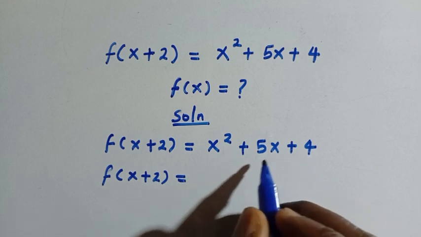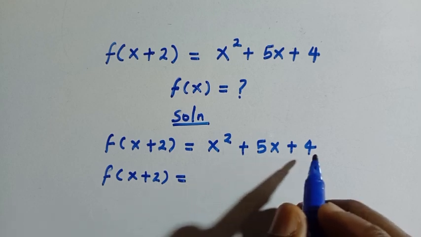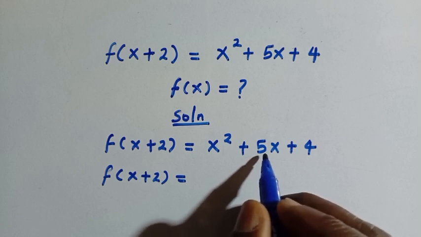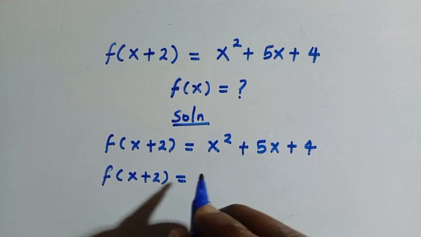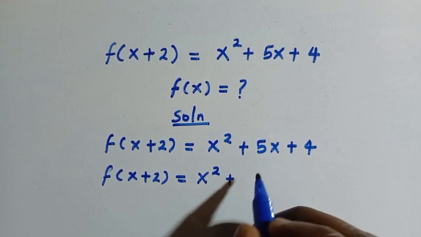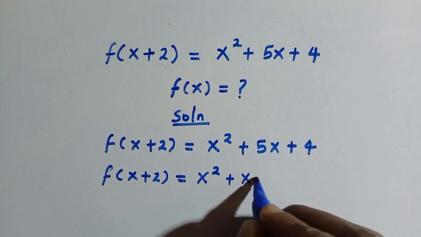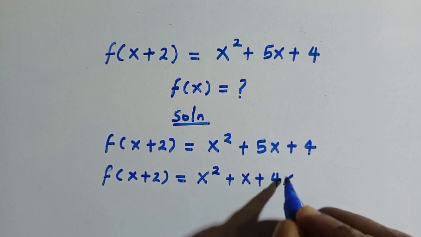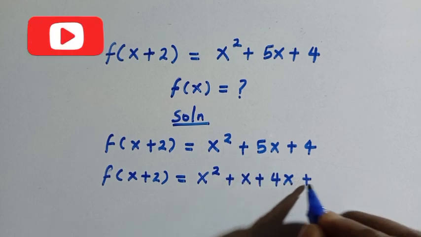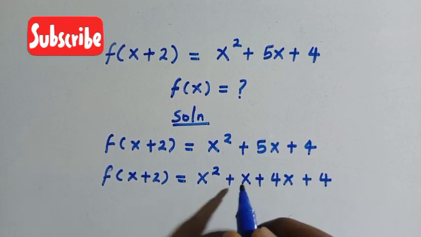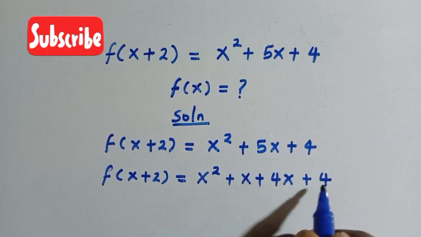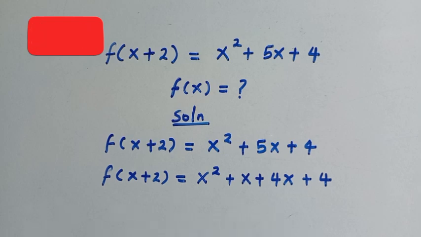So for this, we are going to look for two numbers. When we multiply them, it gives us 4, and when we add them, it gives us 5. The two numbers are 4 and 1. So therefore, we have this as x squared plus x plus 4x, so x plus 4x is 5x, then plus 4. Because the coefficient of x is 1 and the other coefficient is 4, 1 multiplied by 4 is 4, which means this works.